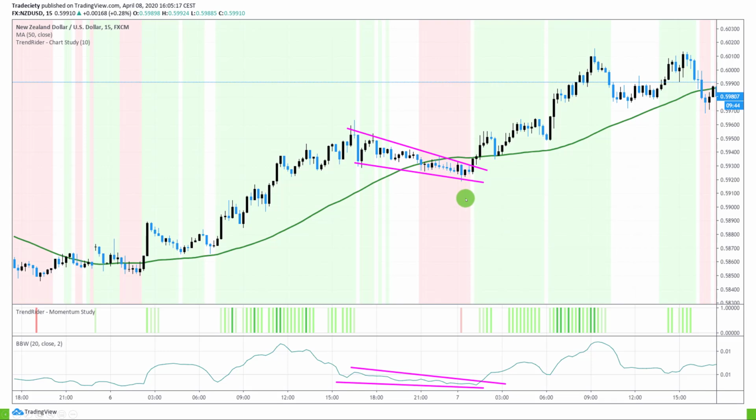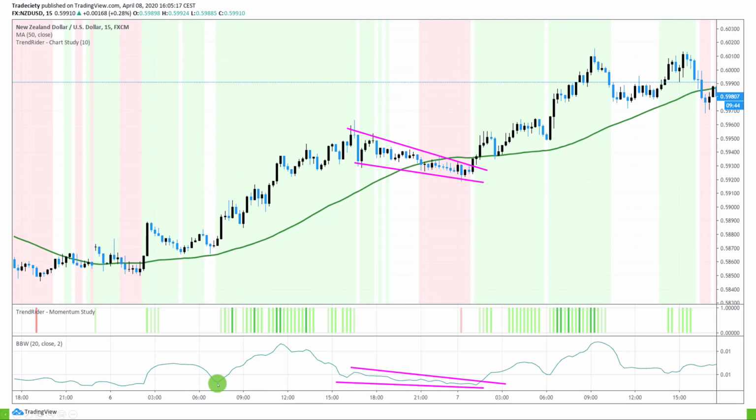And here one last and final example. Again, in an uptrend here, price is trading above the moving average. Then we have a consolidation back into the moving average, a very flat Bollinger Band width, contracting very, very small, very low, and over a long period of time. Not just a short Bollinger Band width.